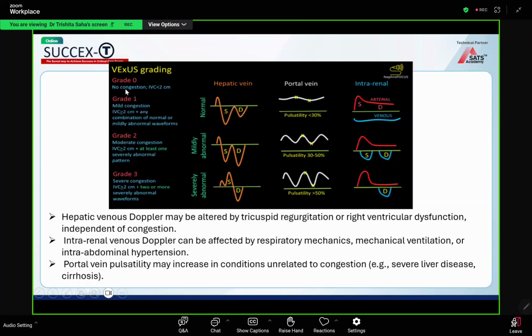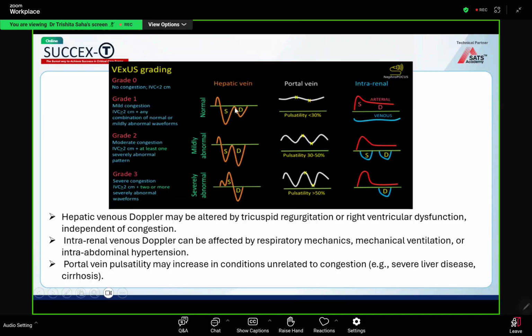For VExUS grading, grade 0 is no congestion, when the IVC is less than 2 centimeters. This is basically in the Western population. For grade 1, there might be mild congestion when the IVC is greater than 2 centimeters plus any combination of normal or mildly abnormal waveforms. Grade 2 is moderate congestion, IVC more than 2 plus at least one severely abnormal pattern. This is a severely abnormal pattern. This is a mildly abnormal pattern. This is the normal pattern basically.